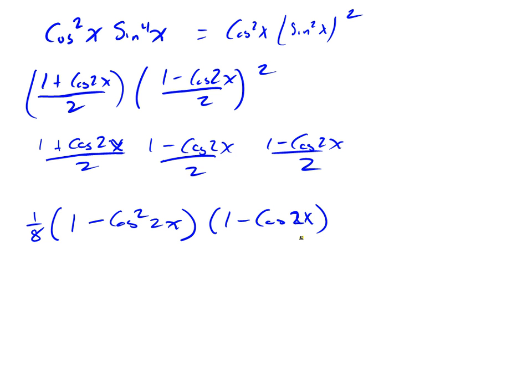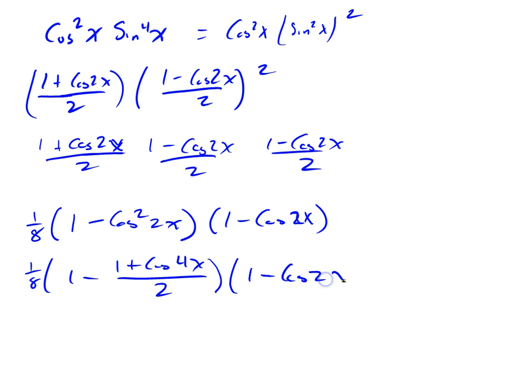Right? But what happened now is I've got a 1 minus cosine squared 2x. I got a cosine squared. Again, I've got a situation where I can use a power reducing formula. So this thing right here, I've still got the 1/8 out in front. Now I've got a 1 minus, and this is a 1 plus the cosine of 4x all over 2. That angle doubles each time you use the power reducing formula. And then I've got a 1 minus cosine 2x here.